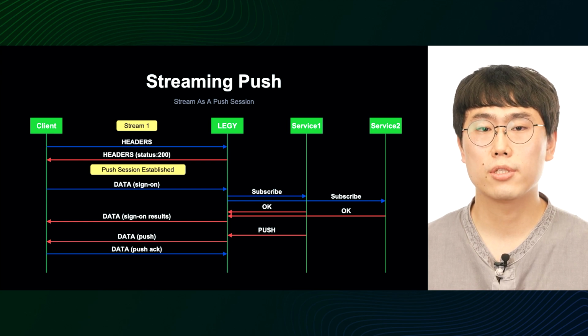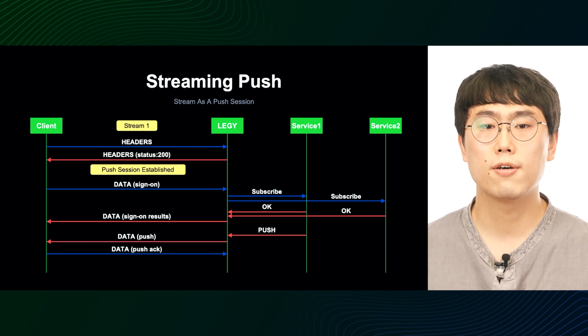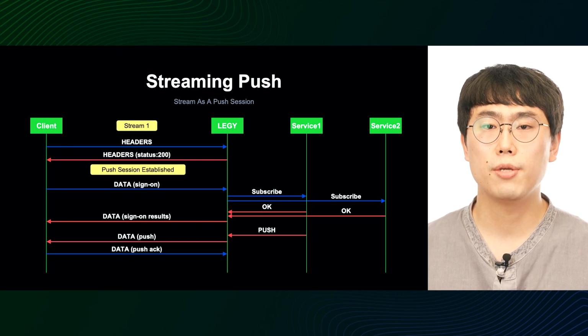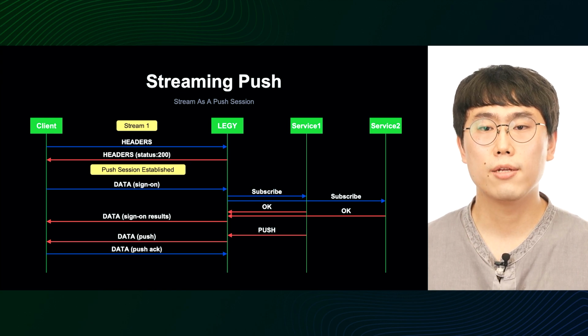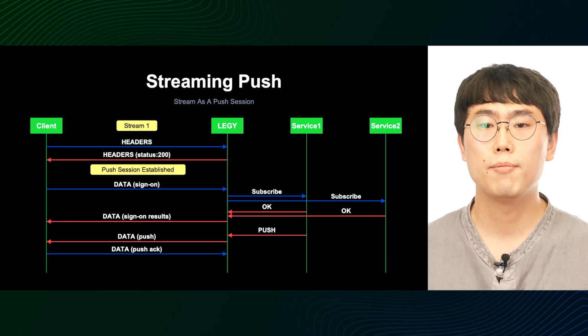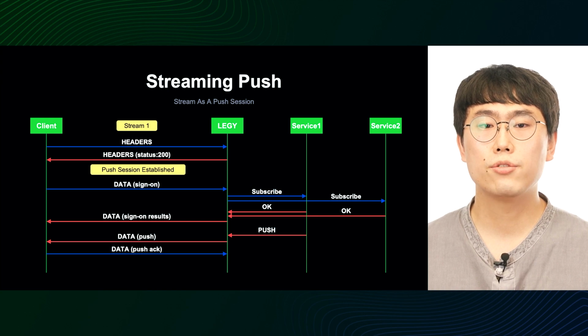This is how it works. A client opens a stream to a specific path, then both client and server know that this stream is used for streaming push. LEGY responds 200 right after it receives headers, and the push session gets open. The actual subscribe requests are sent as sign-on data within this session.